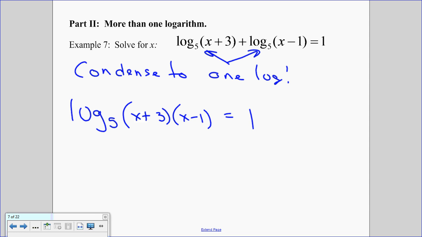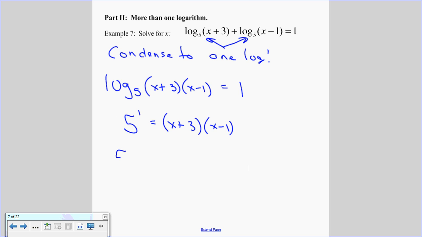Can we change to an exponent now? Heck yes, we can. Let's do it. So this is 5 to the first. 5 to the first equals your x plus 3 times x minus 1. That's your quadratic equation again. What do you know? Big surprise there.